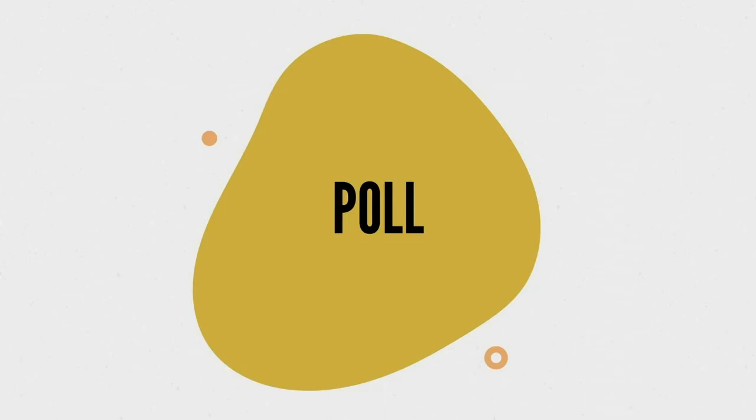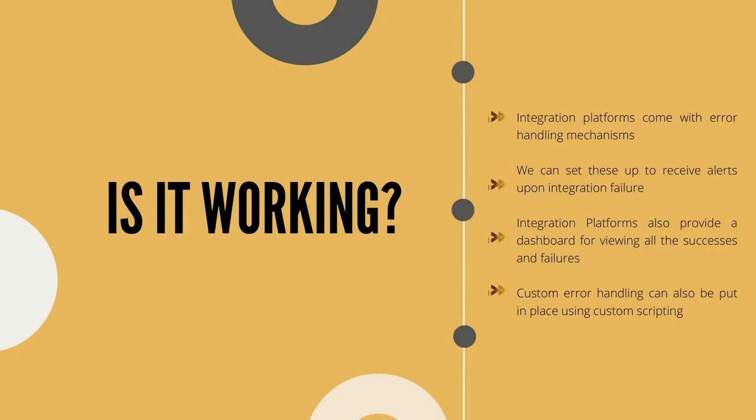Shanti, how do I know if an integration is not working on these platforms? Sure. Integration platforms come with error handling mechanisms. We can set these up to receive alerts upon integration failure. Integration platforms also provide a dashboard for viewing all the successes and failures. If need be, custom error handling can also be put in place using custom scripting. Let me quickly show you how error handling screens would look in the platforms that we've been talking about.